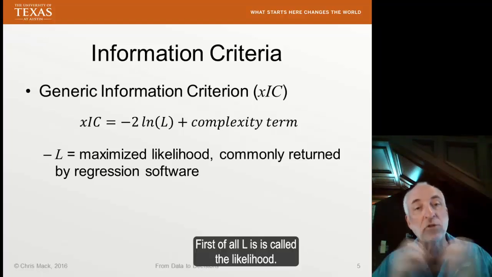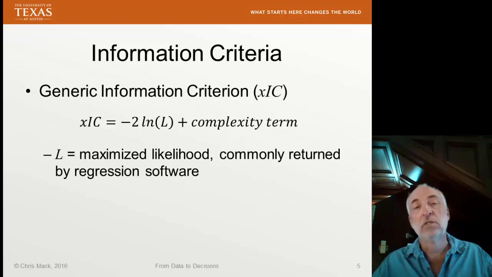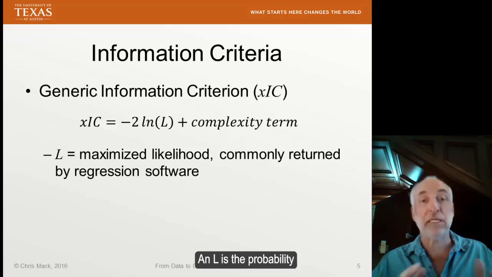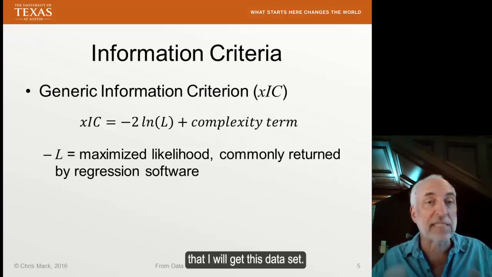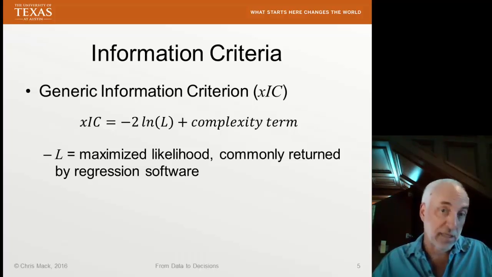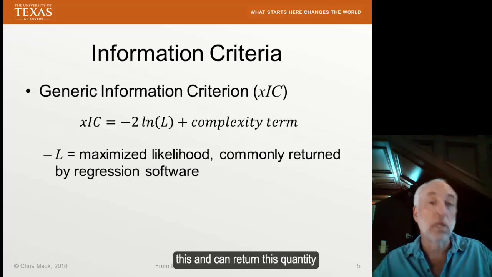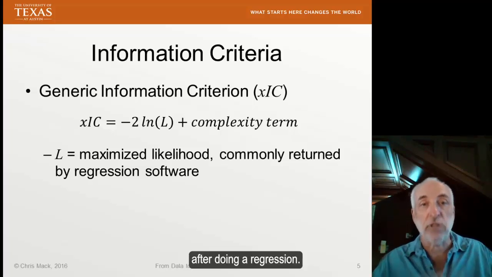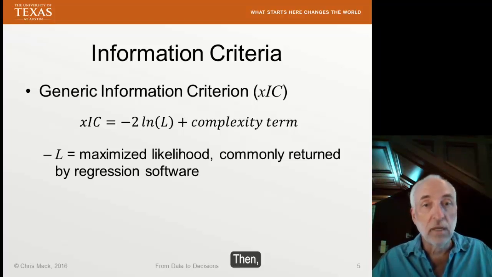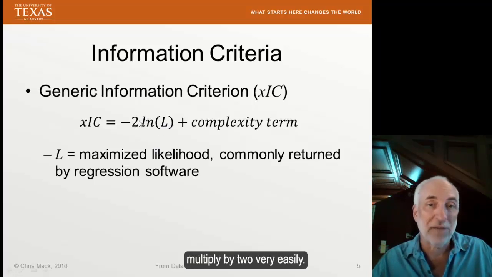All right, let's parse this a little bit. First of all, L is called the likelihood. We've talked about this before. We often use maximum likelihood methods to establish what the best fit parameters are. And L is the probability that I will get this data set given the set of parameters that I have. We adjust the parameters to maximize that likelihood. Regression software very commonly calculates this and can return this quantity after doing a regression, the best fit maximized value of the likelihood. Then, of course, if we know what L is from the regression, we can take the log of it and multiply by 2 very easily.